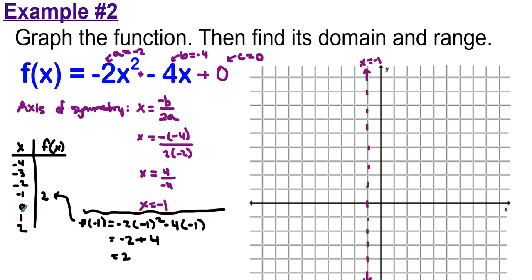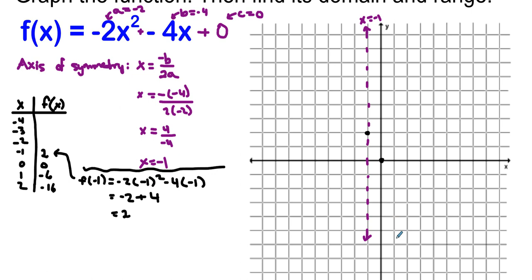All right, if I plug in 0, they both cancel and I get out a 0. If I plug in a 1, I get negative 2 minus 4, which is negative 6. If I plug in a 2, I'd get negative 8 minus 8, which is negative 16. So I'm just going to go ahead and graph those. So negative 1, positive 2; 0, 0; 1, negative 6; and then 2, negative 16 is way down there.